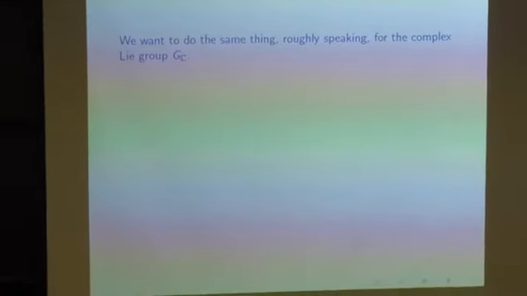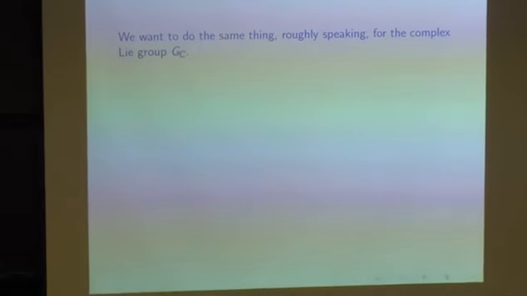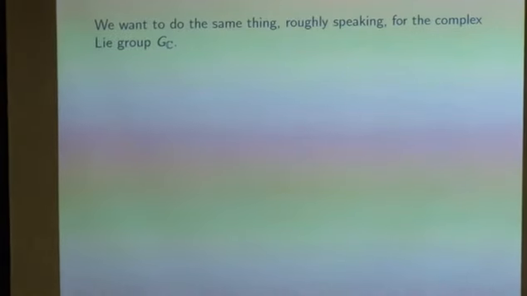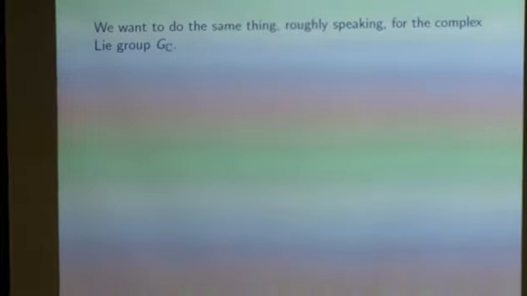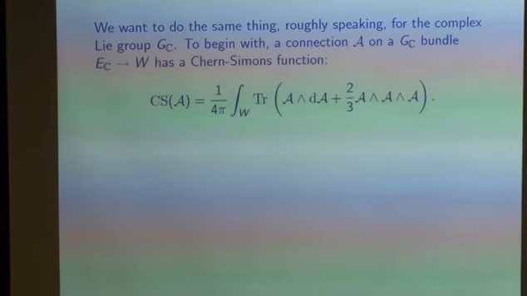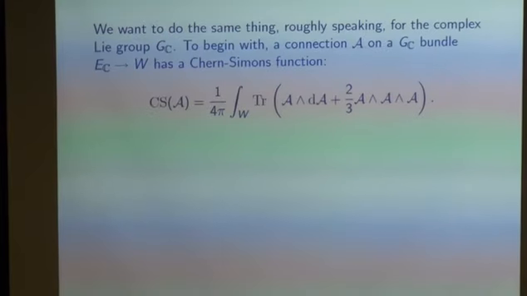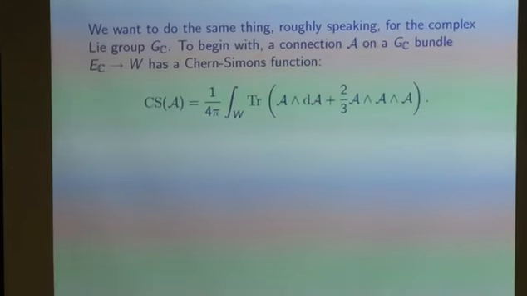Now, roughly speaking, we want to do the same thing for a complex Lie group, so that we can define Floer theory for a complex Lie group. So, the starting point is: a connection on a G bundle has a Chern-Simons function. Remember, now we've got a complex bundle. The structure group is the complex Lie group. The connection is curly A. But the Chern-Simons function is defined by the same formula. Of course, it's now complex valued.